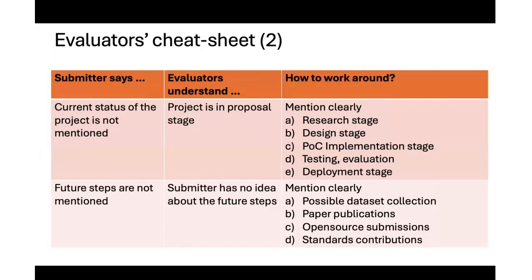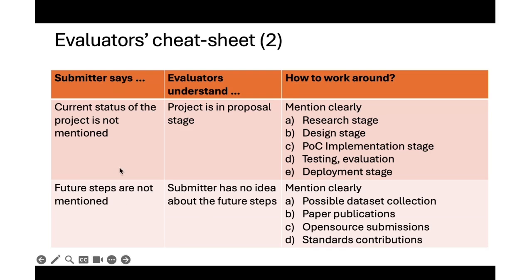And if the future steps are not mentioned, then it means that the submitter has no idea about the future steps, and probably the project has no future. That's what it means, as far as the evaluator is concerned. So it is better to mention clearly the possible data set collection steps. Even if you don't have any future steps, mention clearly the potential data set collection steps, the paper publications that are possible in this area, the open source submissions possible, and the standards contributions that are possible.